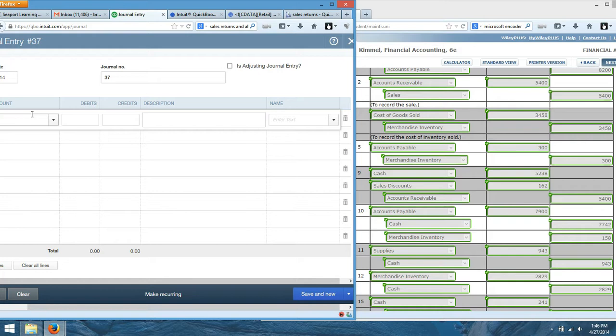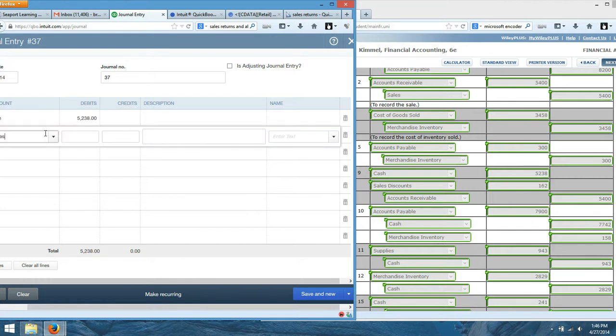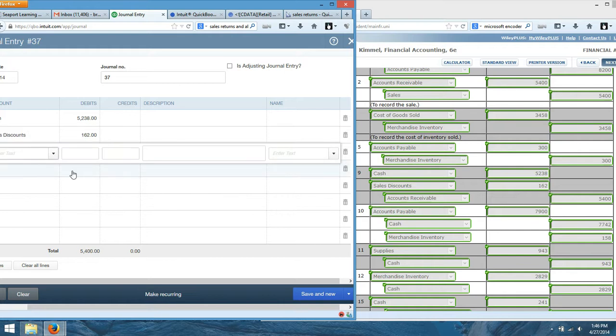On May the 9th, we spent cash in the amount of $52.38, and the sales discount. And the sales discount was not that much. And in fact, what our sales discount was for $162. And our accounts receivable. So accounts receivable, and that's going to be a customer. Somebody paid in full minus the discount.